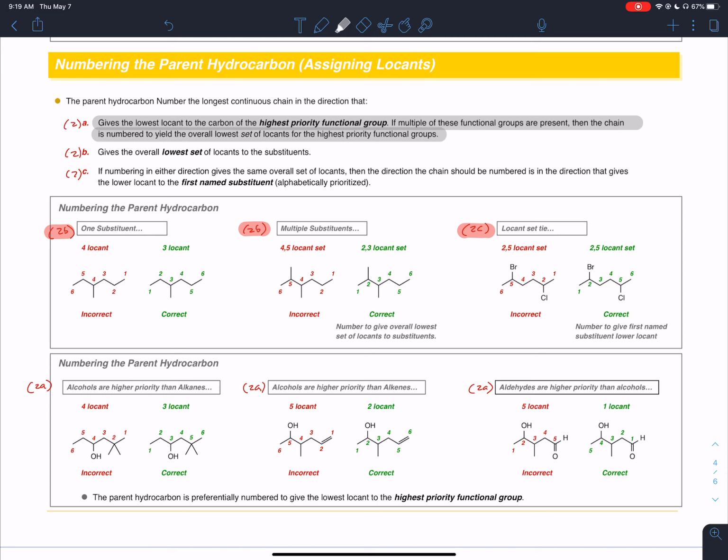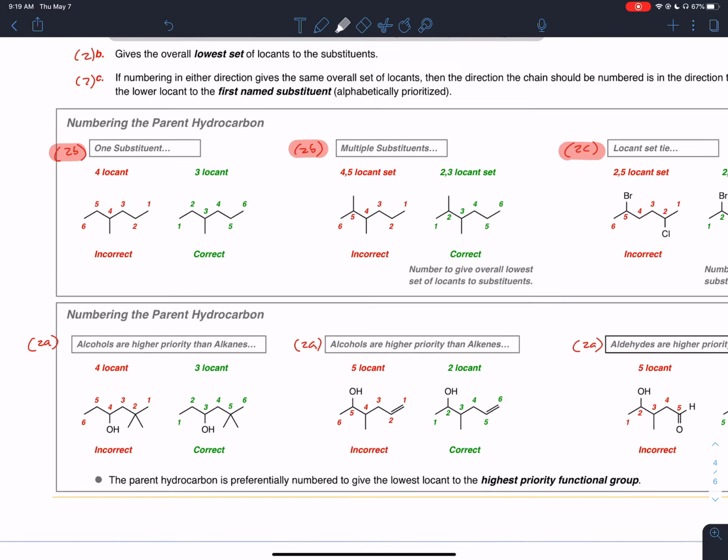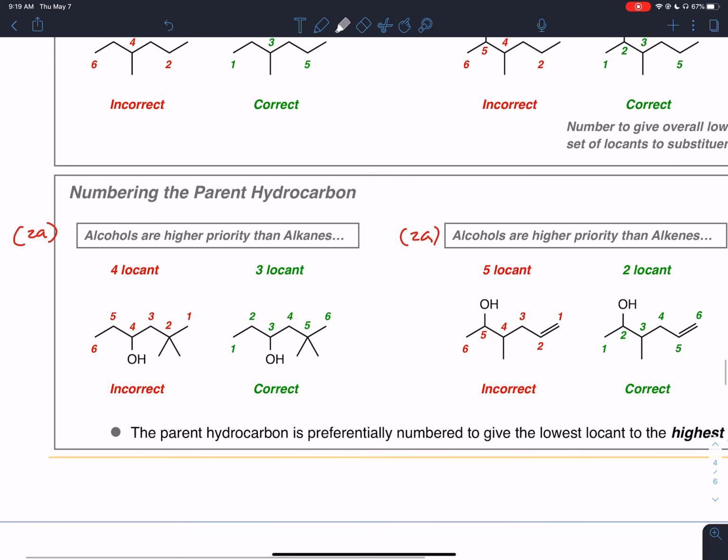So to illustrate that real quickly, 2A, down here you have a functional group compound with an alcohol and an alkane in the molecule. And here's the correct numbering. We will preferentially number the chain to give the carbon bonded to that alcohol the lowest locant. If you numbered in the other direction, notice how you give the alcohol the locant 4. So we want to number that chain to give the highest priority functional group, or alcohol, the lowest locant possible.